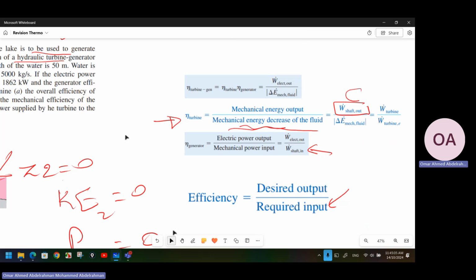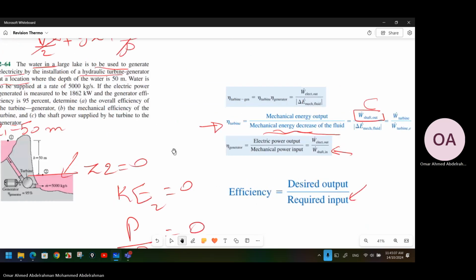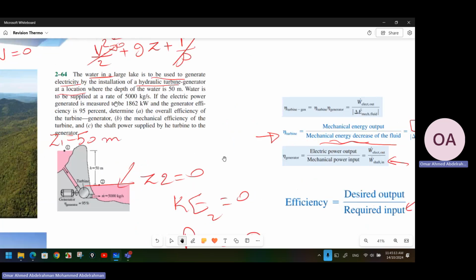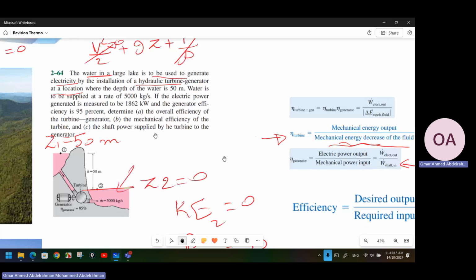So in this question, if you have any question, interrupt me at any time. Water is to be supplied at a rate of 5,000 kilograms per second. So the mass flow rate that the water is moving with is 5,000 kilograms per second. If the electrical power generated is measured to be 1,862 kilowatts, electric power is generated by what? The generator, the last thing that I have.